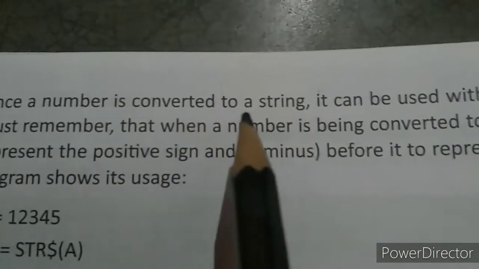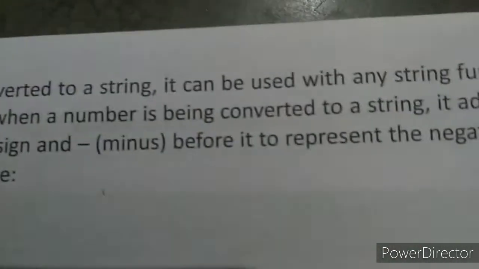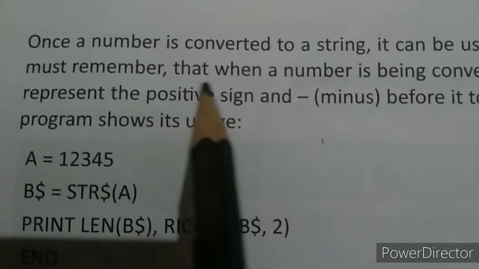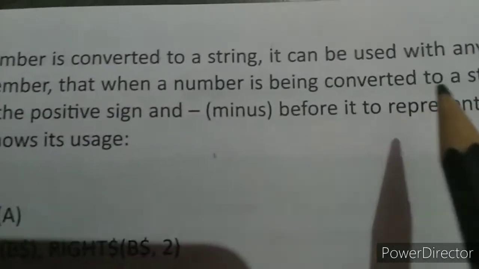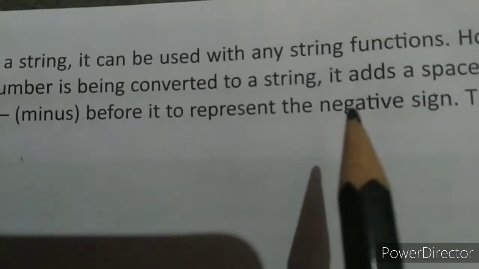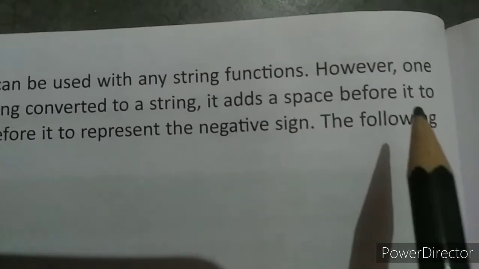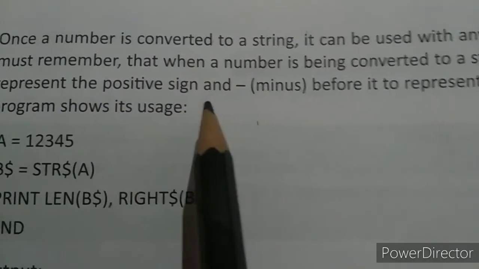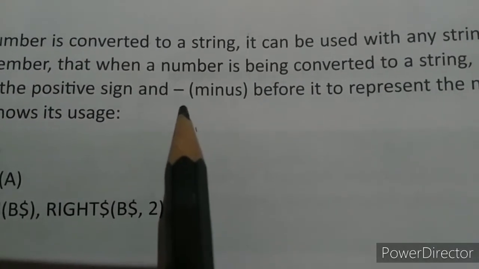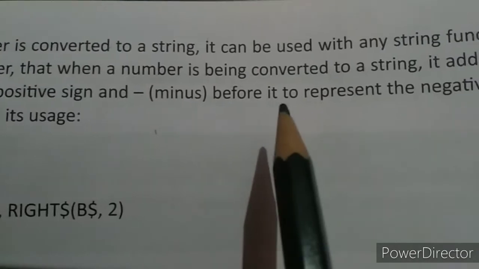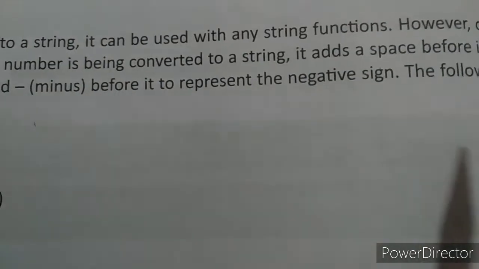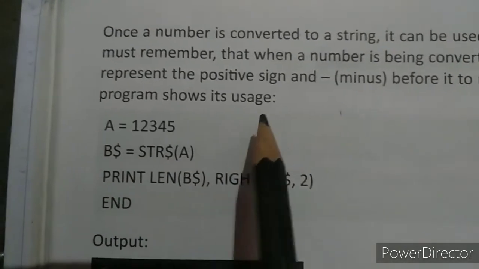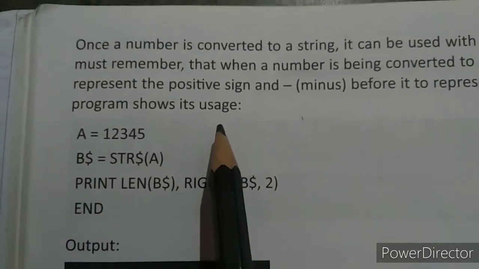Once a number is converted to a string, it can be used with any string function. However, one must remember that when a number is converted to a string, it adds a space before it to represent the positive sign, and a minus before it to represent the negative sign. The following program shows its use. Now let us see.